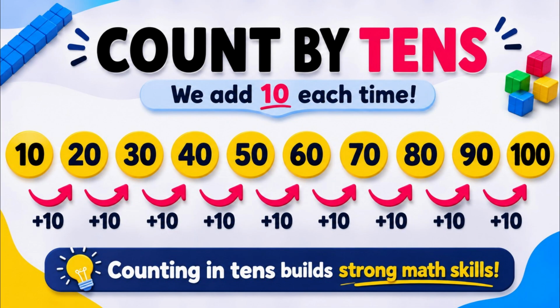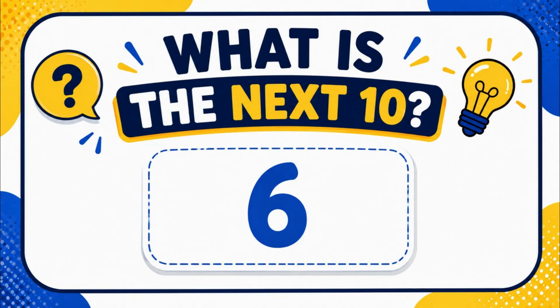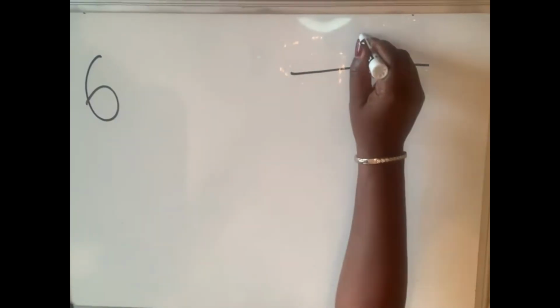Great job. So what does the next 10 mean? The next 10 is the next multiple of 10 that comes after a number. Let's look at a few examples. Let's find the next 10 after 6. 6. And I'm going to use my place value chart.